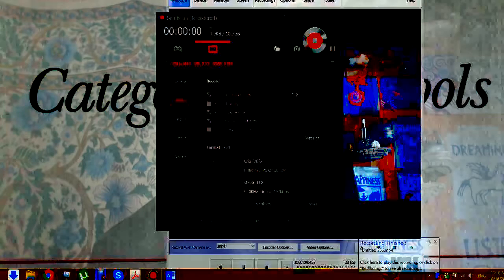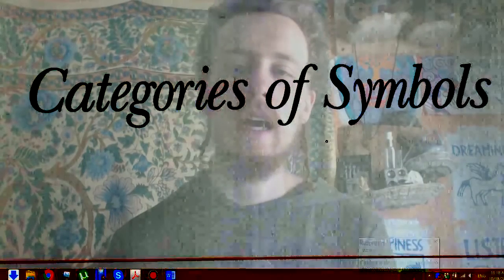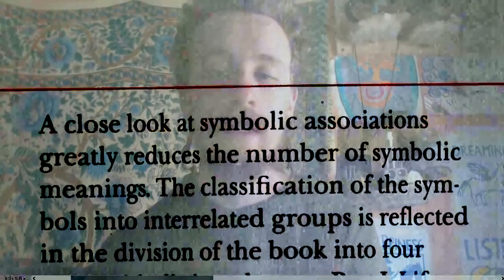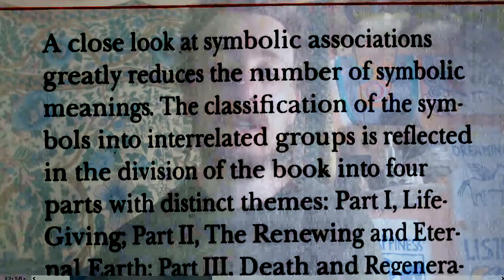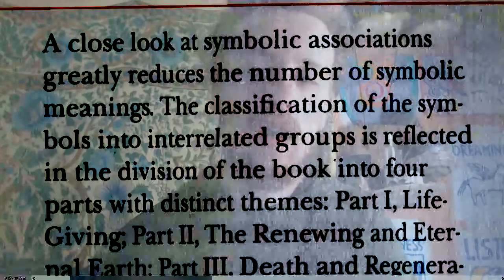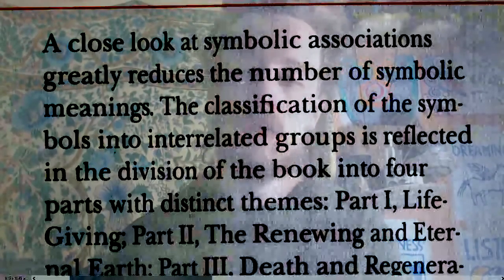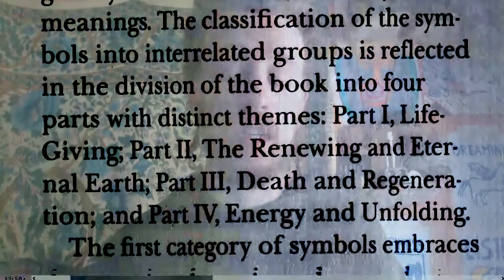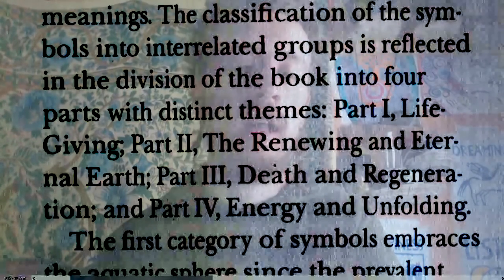Welcome. We will now read a brief section of The Language of the Goddess entitled Categories of Symbols. A close look at symbolic associations greatly reduces the number of symbolic meanings. The classification of the symbols into interrelated groups is reflected in the division of the book into four parts with distinct themes. Part 1, life-giving.